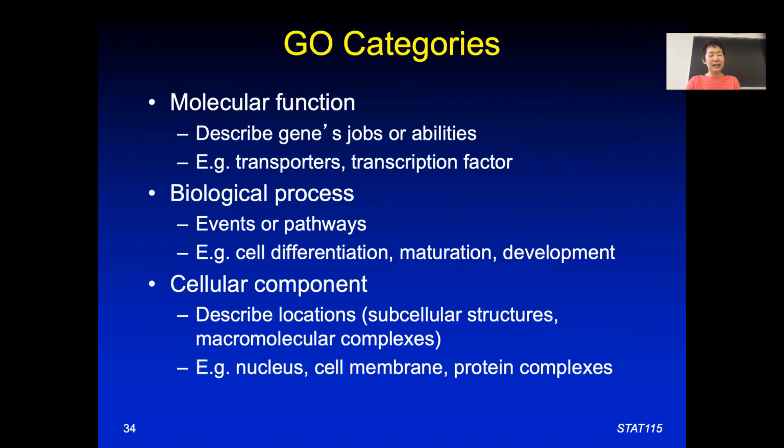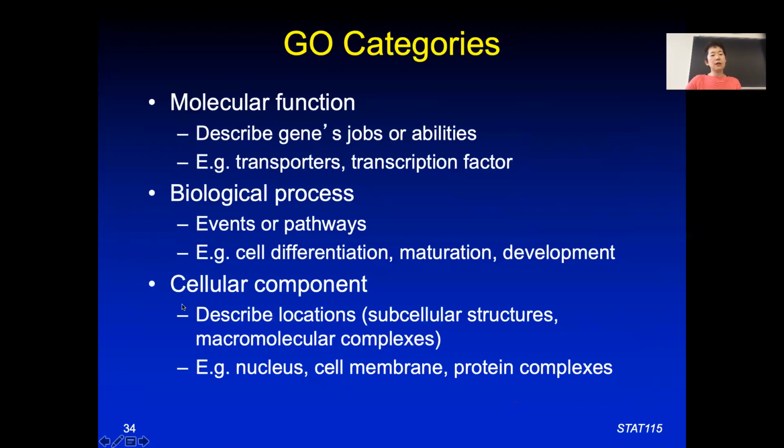So every gene is annotated with 3 categories. The first one is molecular function. It describes the gene's job or abilities. For example, a gene could be a transporter, moving molecules or chemicals in and out of the cell. It could be a transcription factor, which means it binds to the DNA and regulates nearby gene expression. Right? So that's molecular function. The second is biological process, which annotates the events or the pathway this particular gene participates in. For example, some genes might be involved in cell differentiation, maturation, or development processes.